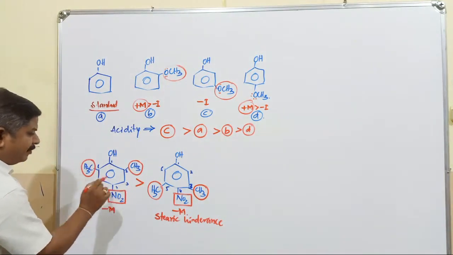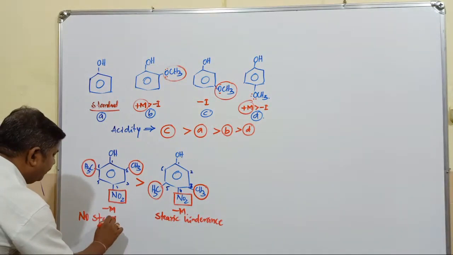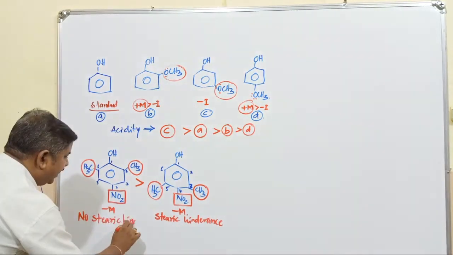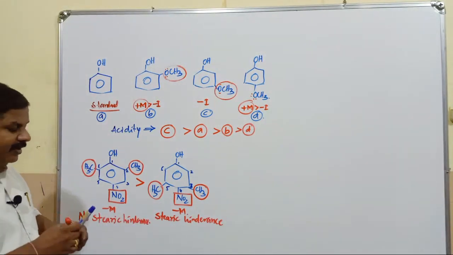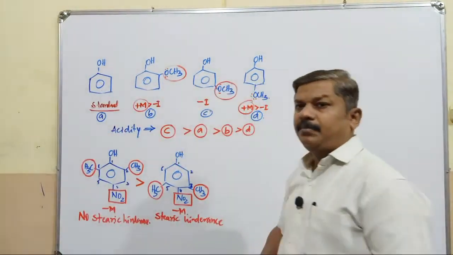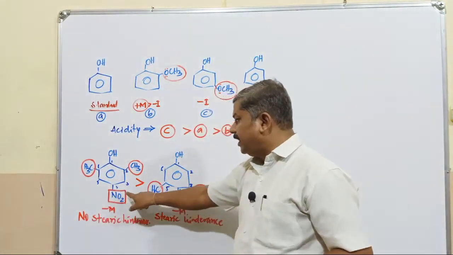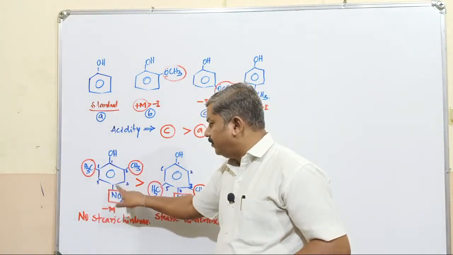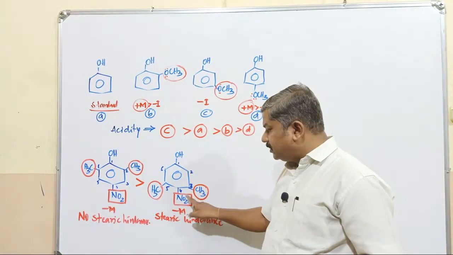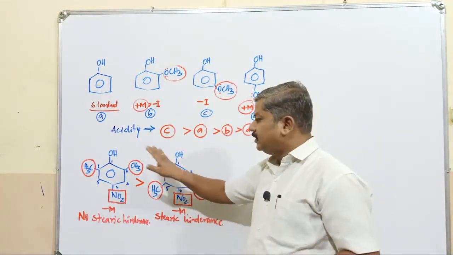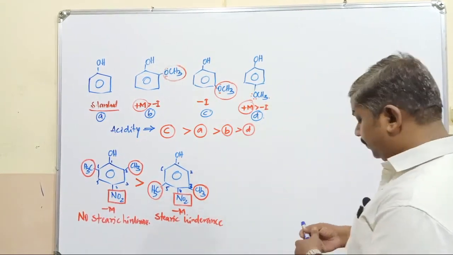But here, there is no such steric hindrance. Because of the absence of steric hindrance in the first example, this compound is most acidic when compared to this particular compound. So between these two compounds, this is most acidic because there is absence of steric hindrance. CH3 groups are far away from the NO2 group, but here these two methyl groups are very adjacent to the NO2 group. So this is the less acidic, and this is the most acidic compound among these compounds.